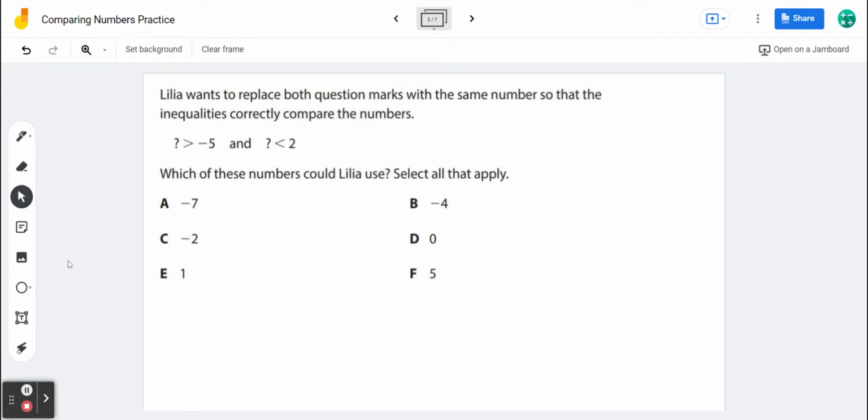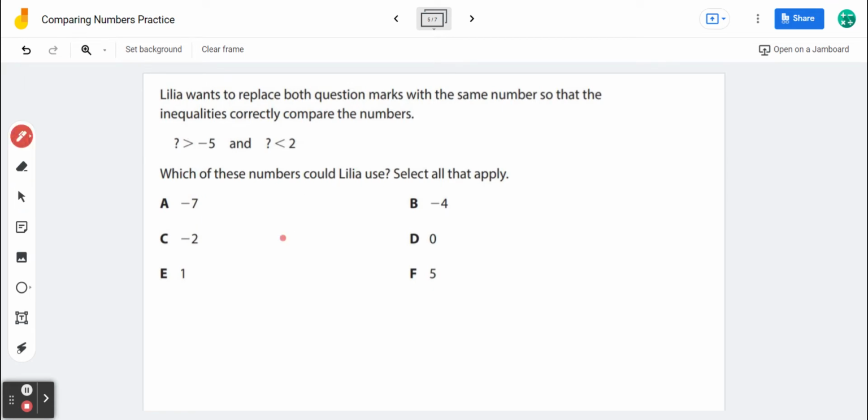Starting with number 5, here we have Lilia wants to replace both question marks with the same number so that the inequalities correctly compare the numbers. Blank is greater than -5 and blank is less than 2. Which of these numbers could Lilia use? Select all that apply. So basically you have to go A, B, C, D, E, F, kind of just plug in for the question mark and see does it work or does it not work.